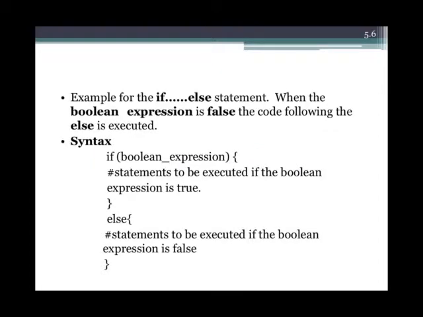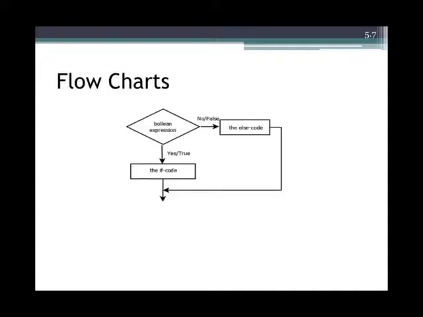The next example is if followed by an else, which is if the condition is true, we have one set of statements to be executed. If the condition is false, we have another set of statements to be executed. Looking at the diagram, you could see that if the Boolean expression is true, we have one set of code to be executed. Otherwise, we have the second set of code to be executed. And then the program control continues.